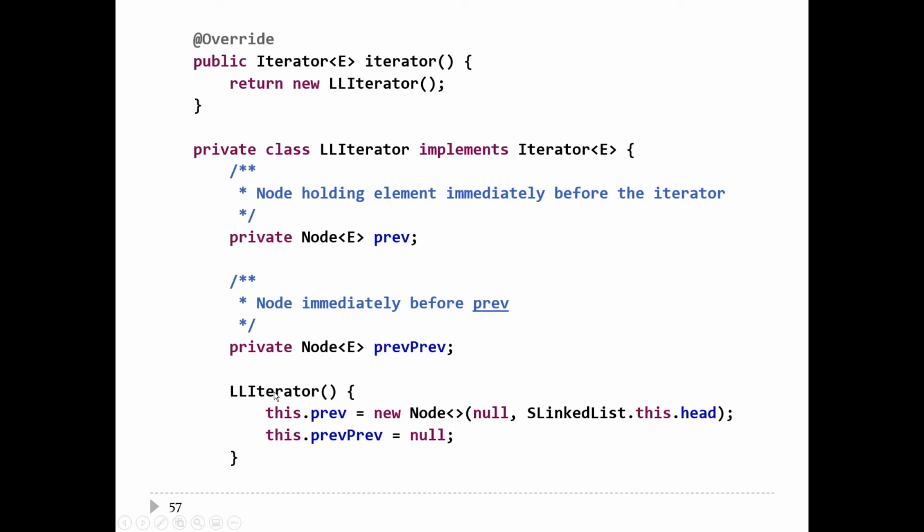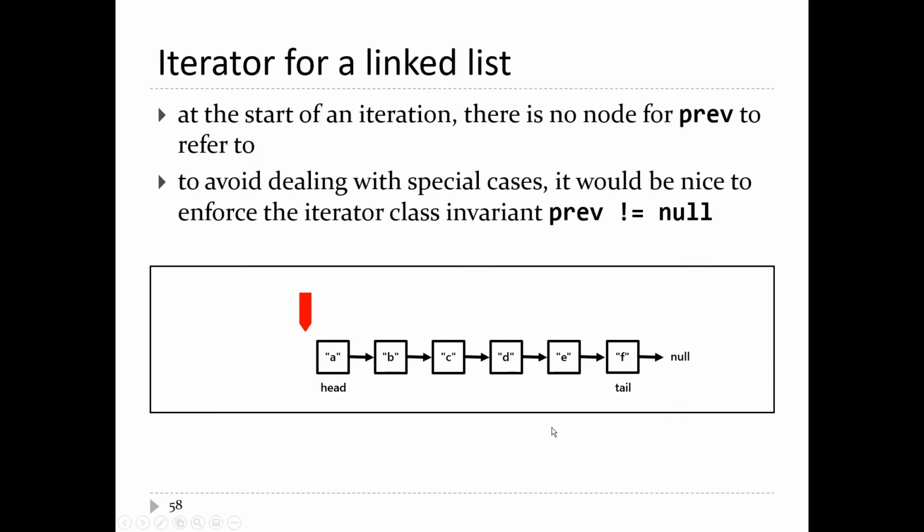The constructor for the iterator sets previous to null, and it sets previous previous to this funny new node. So let's explain what this line is doing. At the start of an iteration, there is no node for previous to refer to. So here's our iterator. There's no node previous or previous previous. If we were to implement the iterator this way, then we'd have to set previous previous equal to null. Unfortunately, that introduces some special cases, and I'd like to avoid having those special cases.